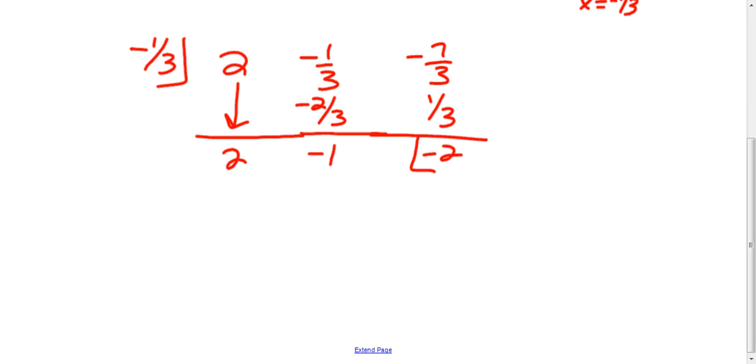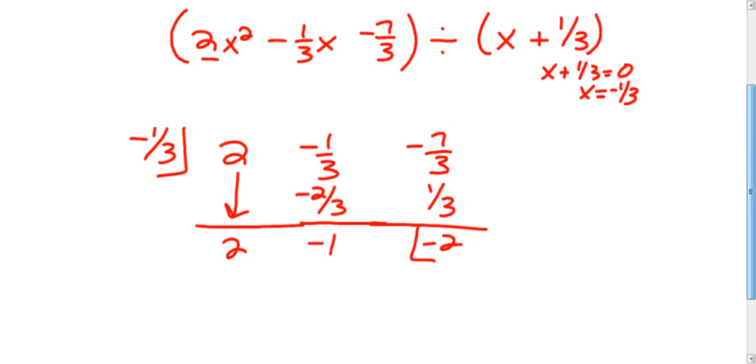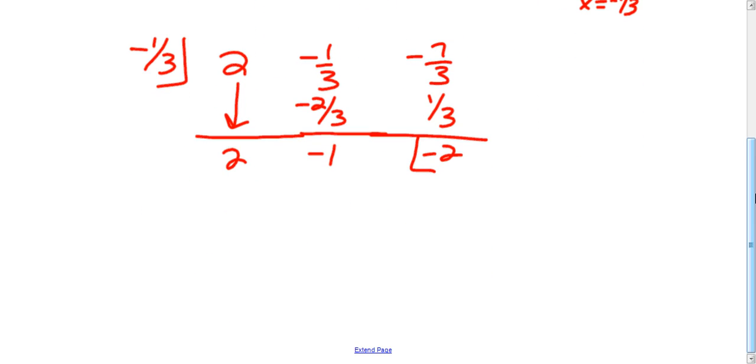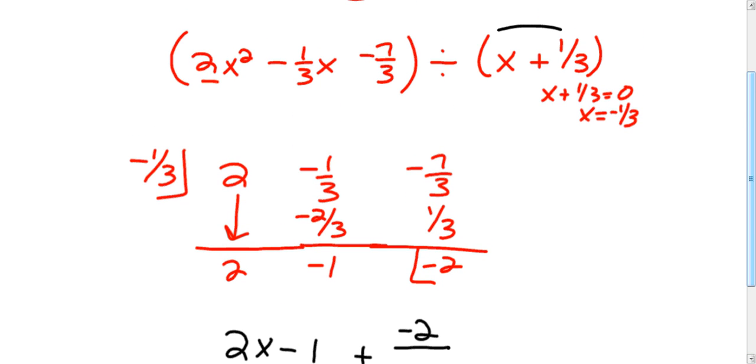So again, I started out with an x squared term, so this would just be x. So now I have 2x minus 1 plus negative 2 over what I divided by. And remember, when I set up my synthetic division, I was dividing by x plus 1/3.